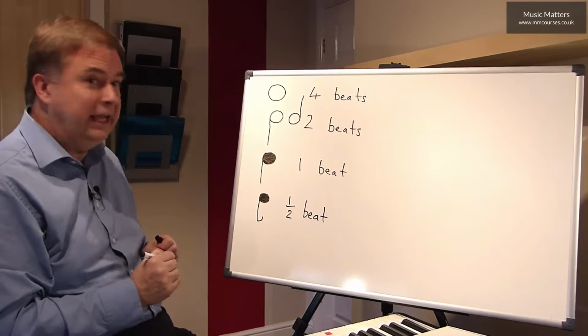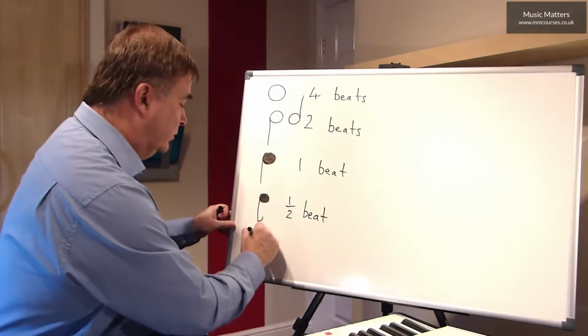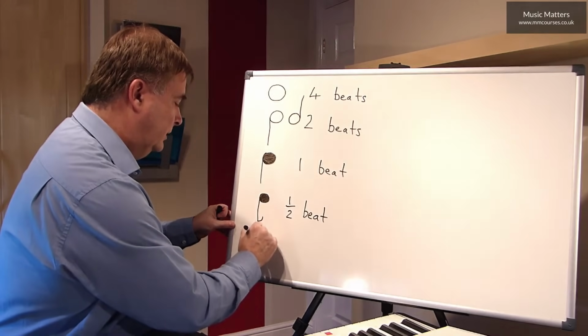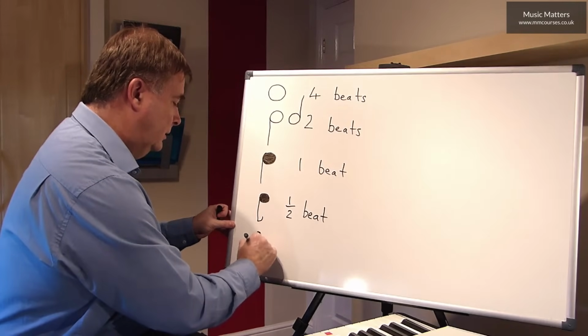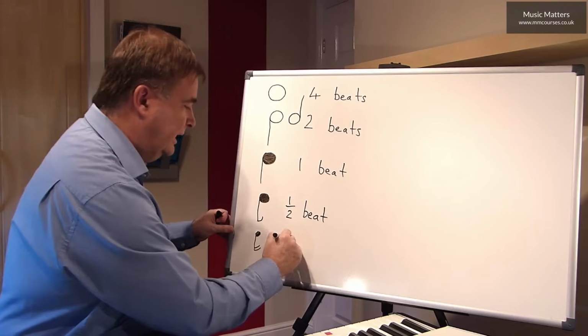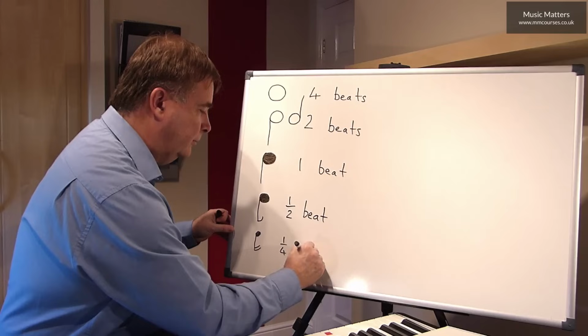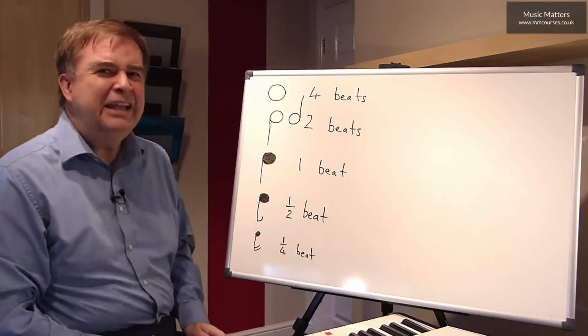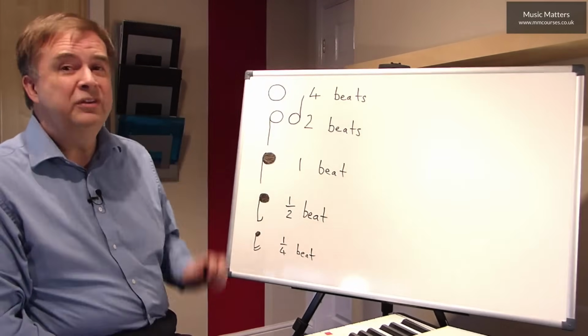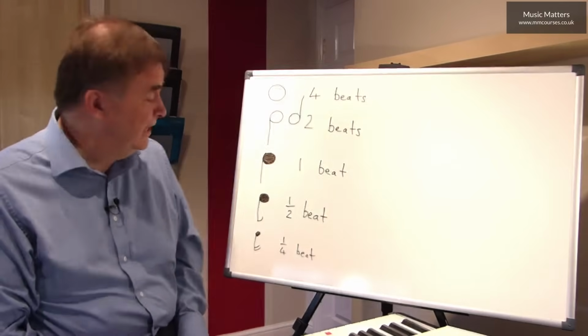And I can carry on like that. So if I put another hook on the bottom of the note, there we are, two hooks, it's now a quarter of a beat. That's all you'd need to know for grade one theory on the basics of notating rhythm.